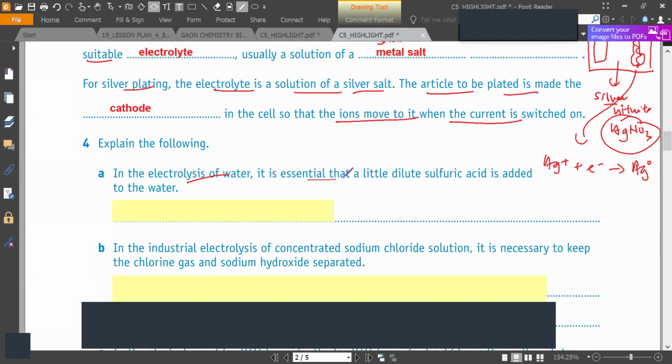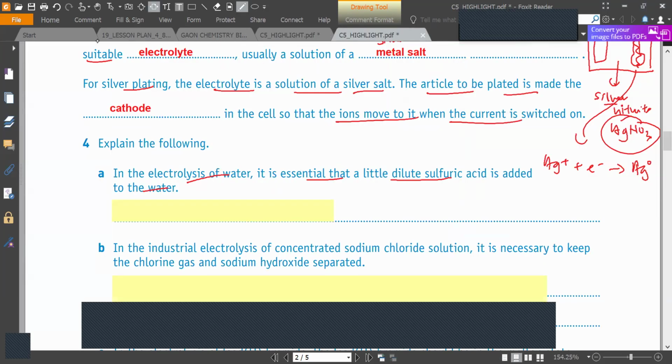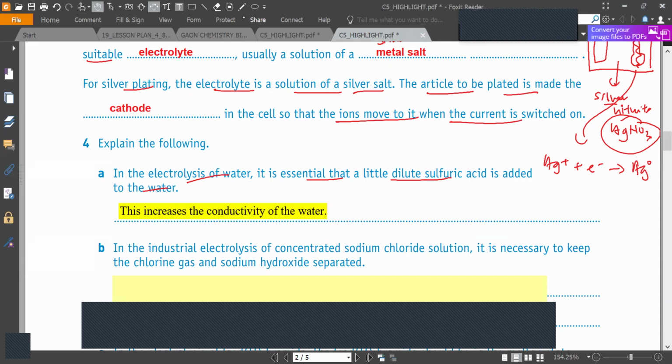It's essential to add a little bit of dilute sulfuric acid, as we mentioned just now. Why do we do that? To increase the conductivity of water. So there are more ions, so the electrolysis will be faster.